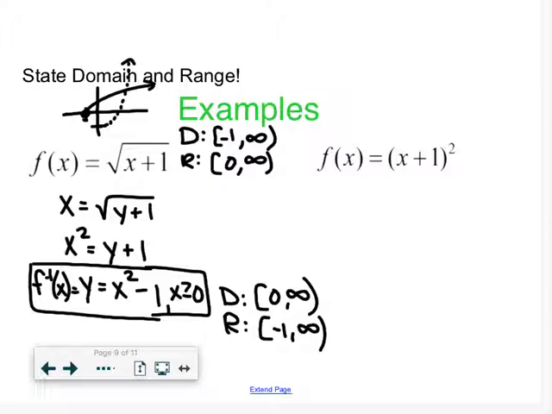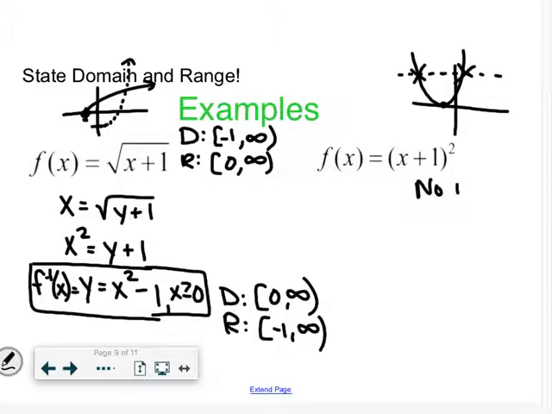Okay, last one. F of x equals the quantity x plus 1 squared. What shape is that? Parabola, shifted left 1. Does that pass your horizontal line test? No. Here's my parabola. Horizontal line. Does not pass. No inverse function. Done. Okay. Don't have to do anything. I only want you to find inverse function. So if it doesn't have an inverse function, don't find it.